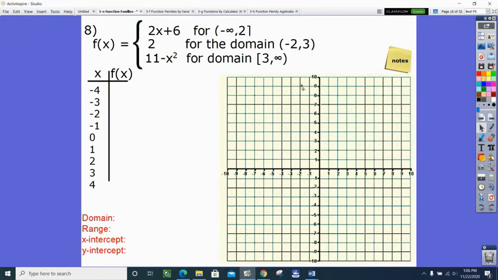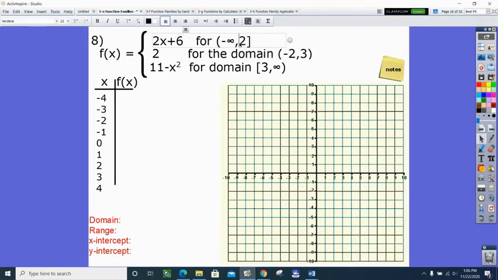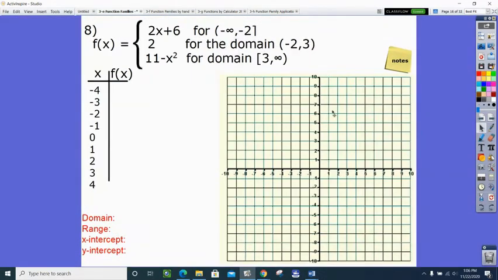For all numbers, actually, that's supposed to be -2. I had fixed it, and I just realized that that didn't happen on this slide. So all the numbers up to -2, we're going to use the top function. Between -2 and 3 inputs, we use the middle function. And for 3, inclusively and greater, we use the bottom function.